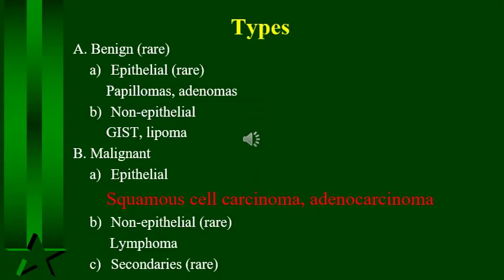Benign esophageal neoplasms are exceedingly rare. Most occur in the middle and distal third. They are usually asymptomatic, and leiomyoma is the most common. Most commonly, esophageal tumors are malignant.